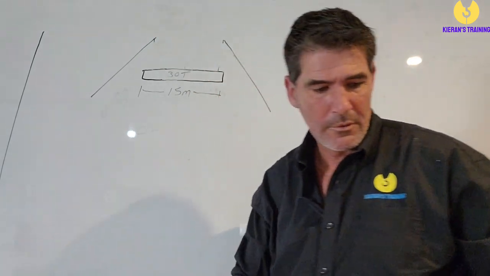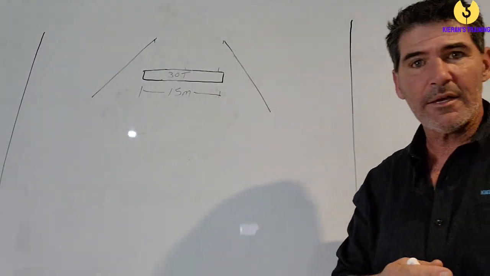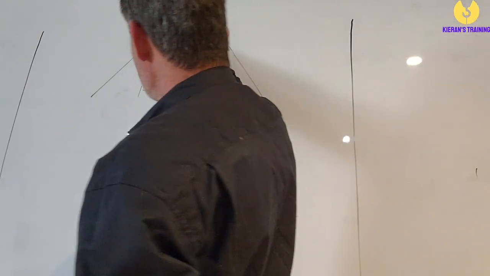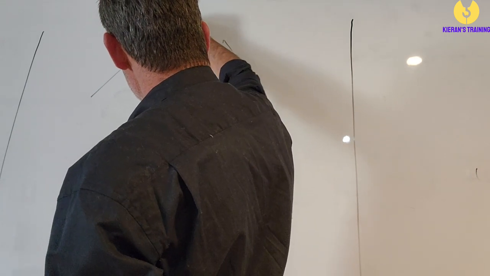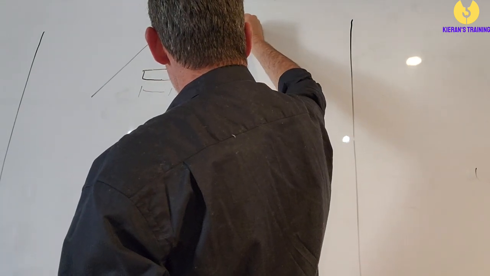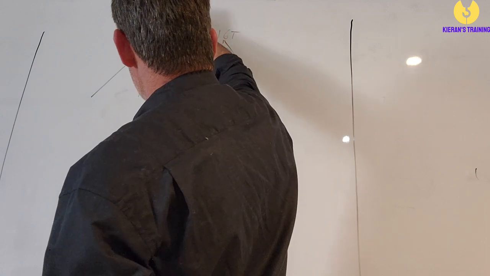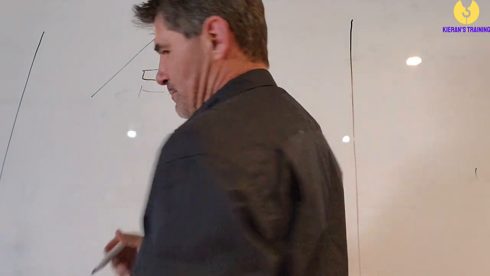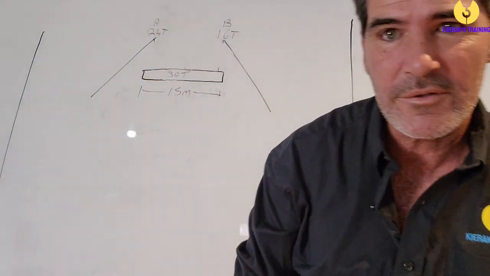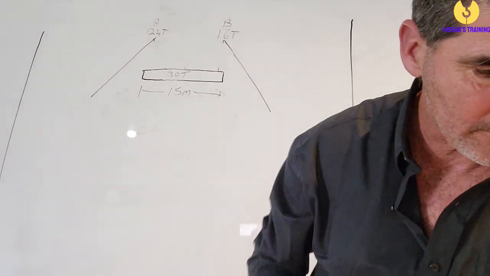All right, the capacity of crane A is going to be 24 tonne, and the capacity of crane B will be 16 tonne. So that will be A, that will be B. I'll see if I can find a marker that's going to be a bit clearer. Let's have a crack at this one.